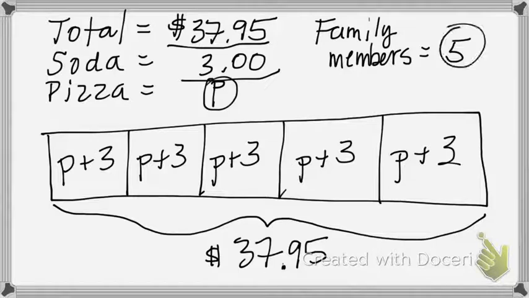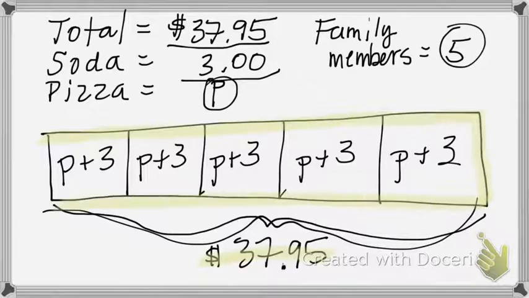Family members are 5. So setting up the tape diagram, of course, 5 equal pieces. Well, they don't look equal, but they are equal. The entire thing, the whole, of course, is $37.95. And each piece of this diagram is P plus 3, because we have our 3, which is our known for the soda, and our P is our unknown, the cost of pizza, which is what we're trying to solve for.